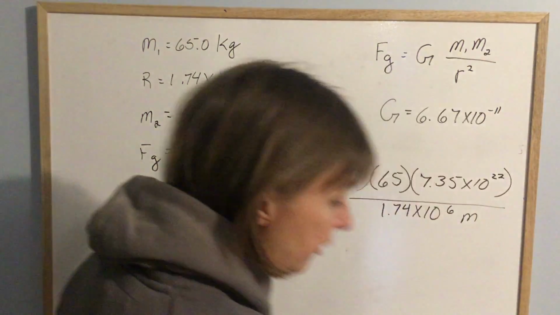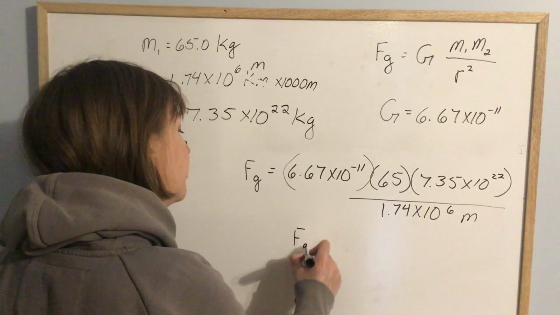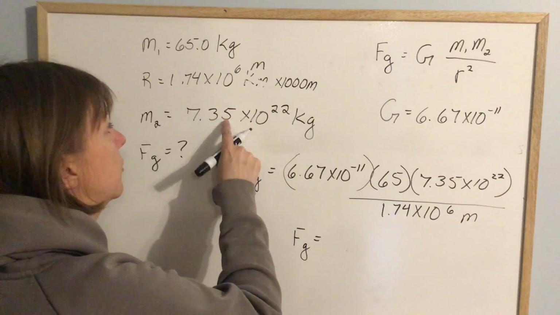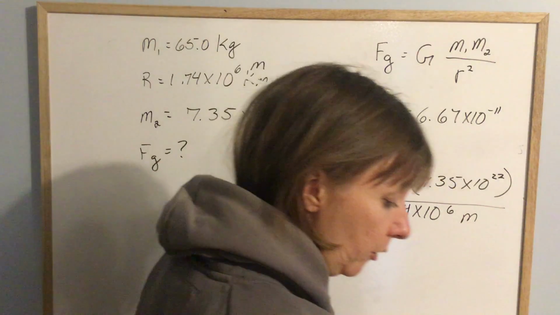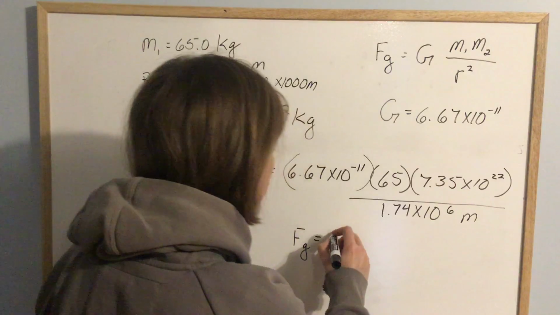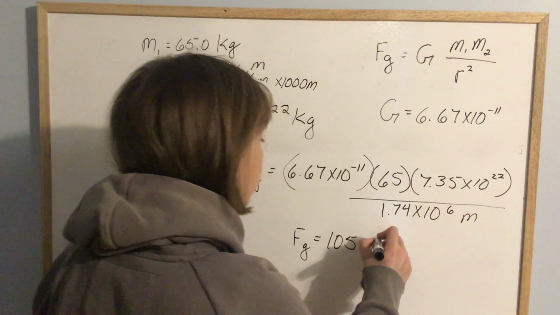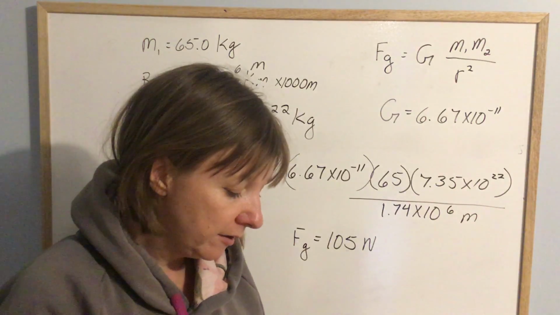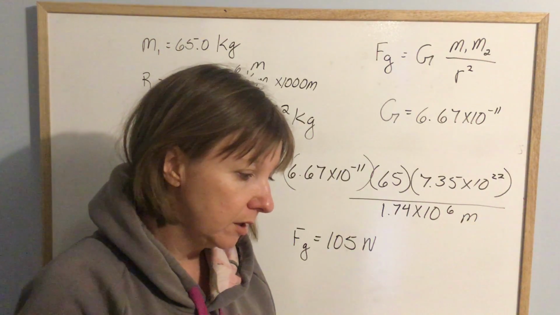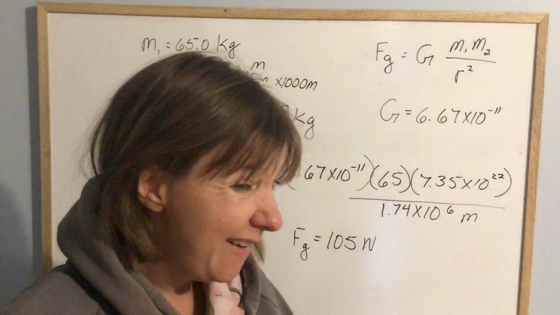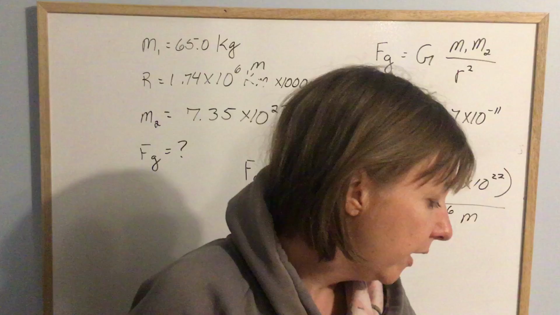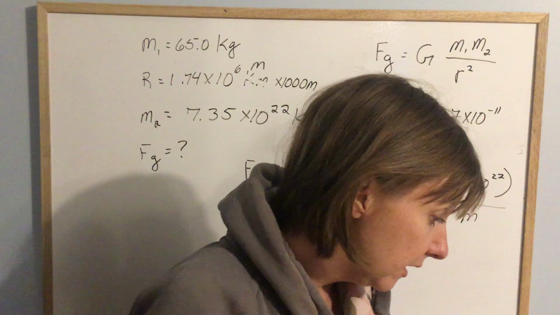So force of gravity, you can only have 3 significant figures, and so it works out to be 105 newtons. That's really all there is to it. So I will be uploading this video and the table that you're going to need that will have all the masses in it.